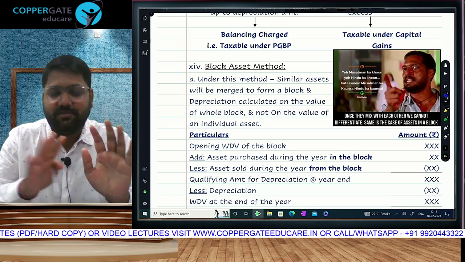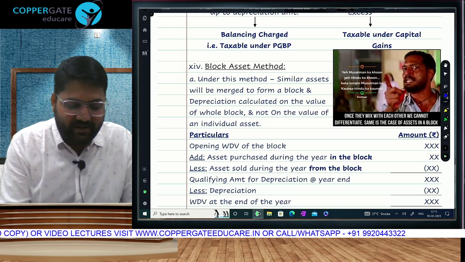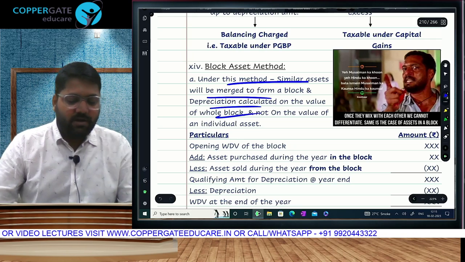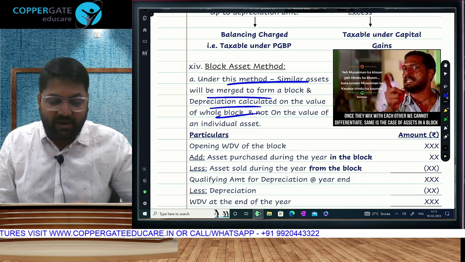When the asset mixes, not the blood, when the asset mixes, you cannot identify. Under this method, similar assets will be merged to form a block. And depreciation will be calculated not on an individual asset, but on the value of the block.